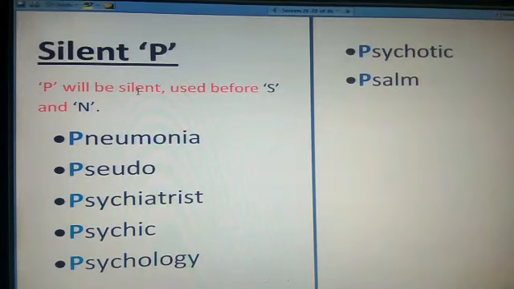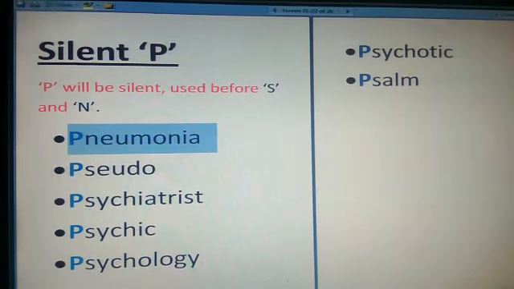P will be silent when used before S and N. It is very difficult to pronounce these words and children face problems in how to pronounce these words. So I'll show you how to pronounce these words where the P is silent. And it is very useful for you to learn the spellings of these words also.